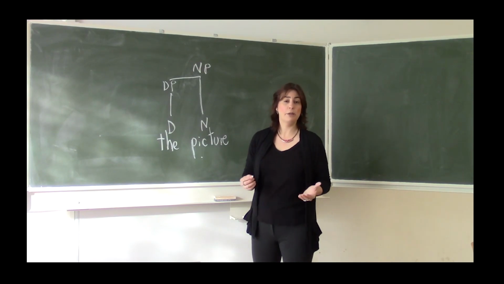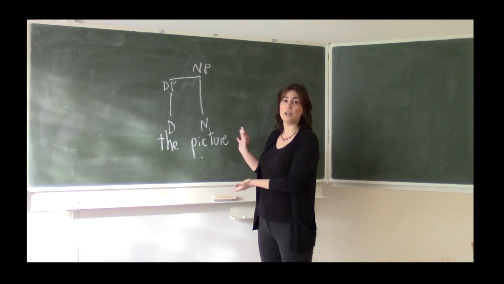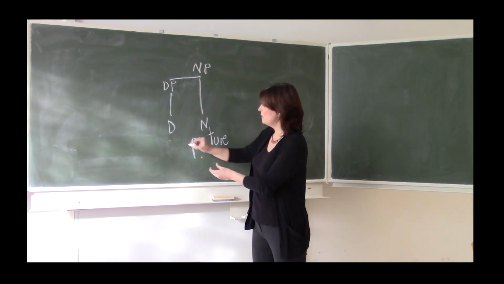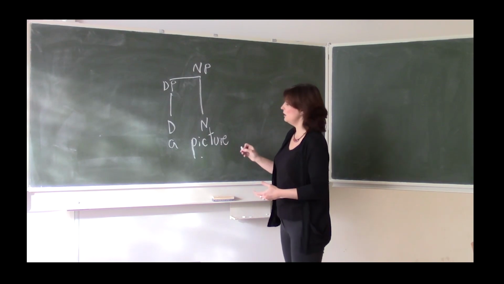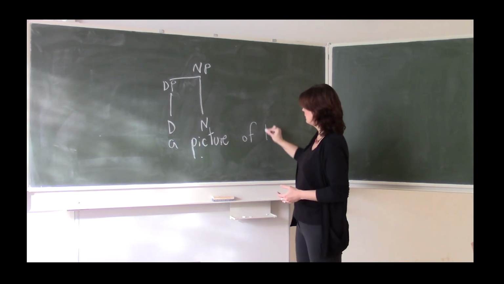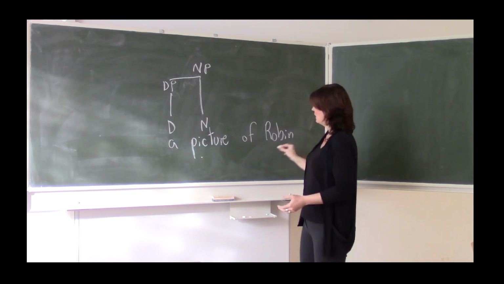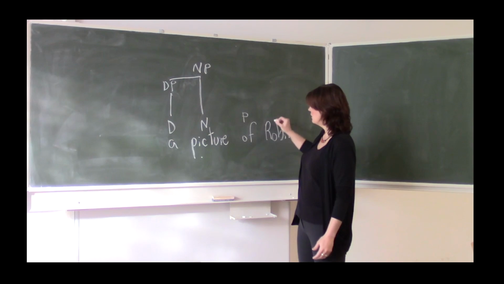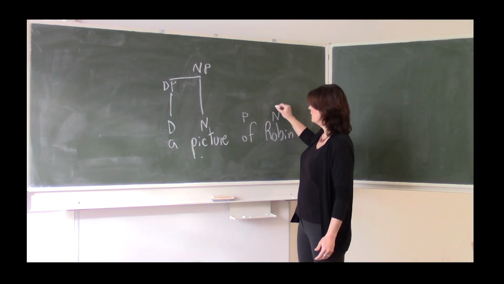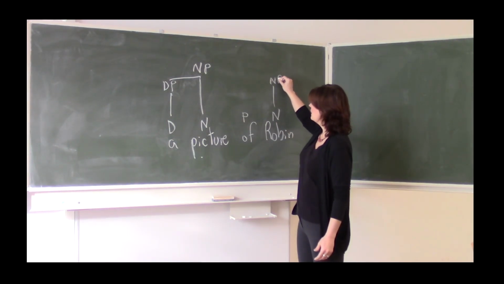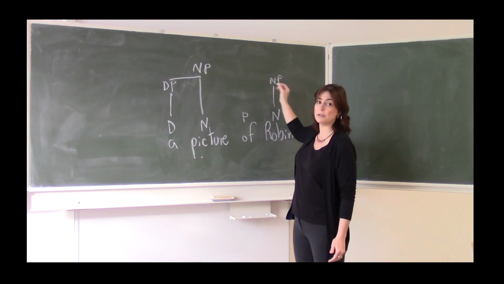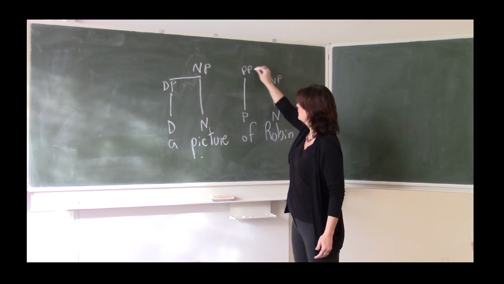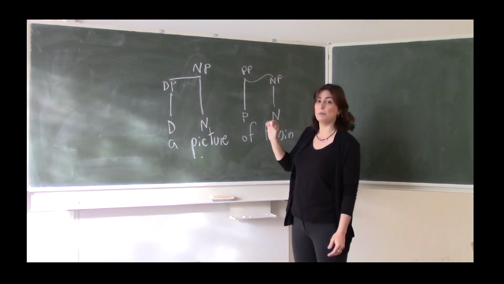Now the next one is a picture of Robin. I can kind of recycle this tree because a picture, a is also a determiner, so I have half of it done, a picture, and I only have to do that other bit of Robin. Remember, the first thing, morphosyntactic categories. Of is a preposition. Robin is a noun. Nouns get their noun phrases, and noun phrases are good complements to the prepositional phrases. So the noun phrase is inside of the prepositional phrase.